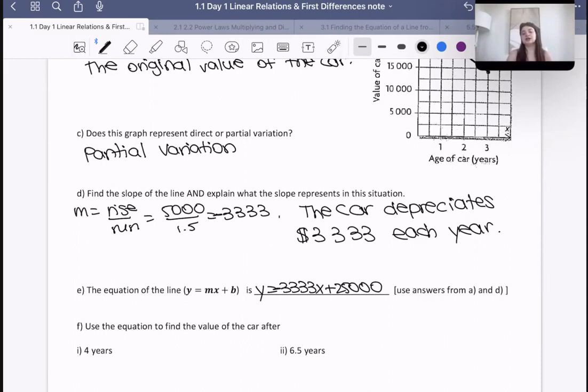It does not gain value, right? Otherwise, a car would be a good investment, right? If you could just buy a car and sell it for a lot more than you bought it for a few years later. But it's the opposite way that it works, unfortunately.